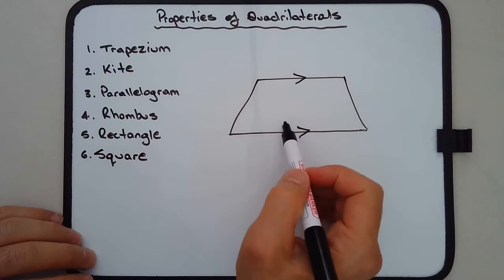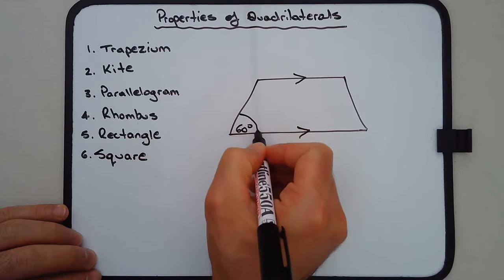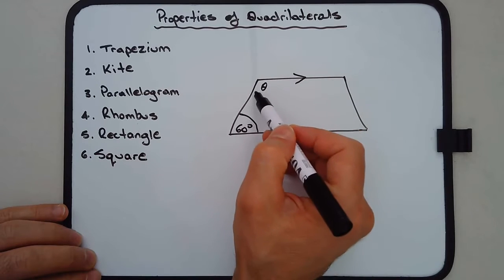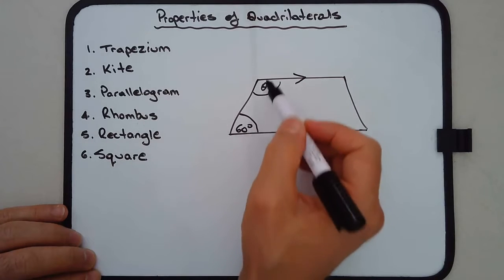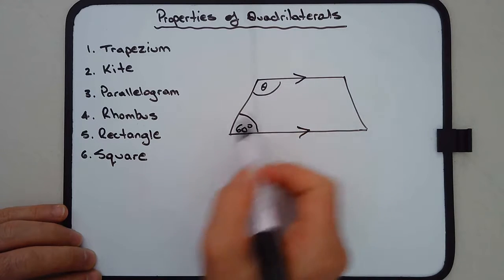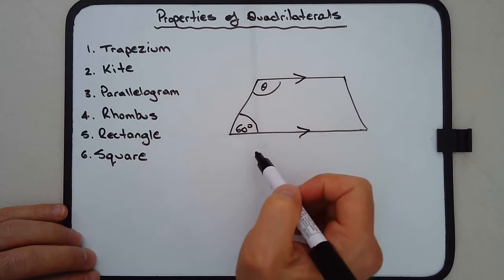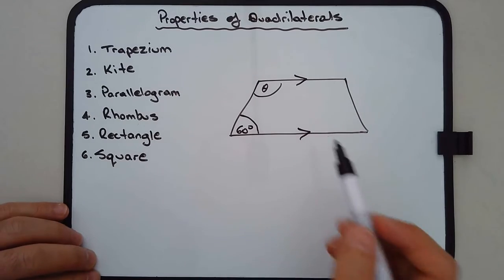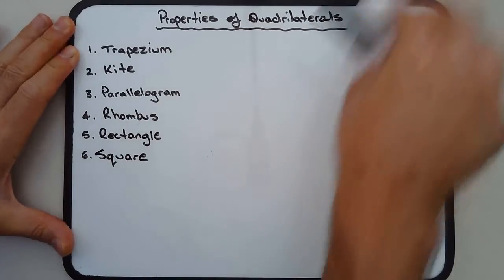Because these are parallel lines, let's say, for example, this angle here was 60 degrees. What would be the relationship of this angle there to the 60 degrees? That relationship would be a co-interior relationship. If you remember, co-interior angles sit inside a pair of parallel lines. They can also sit on the outside too, but in this instance, they sit on the inside, and co-interior angles add up to 180 degrees. So that's a trapezium.